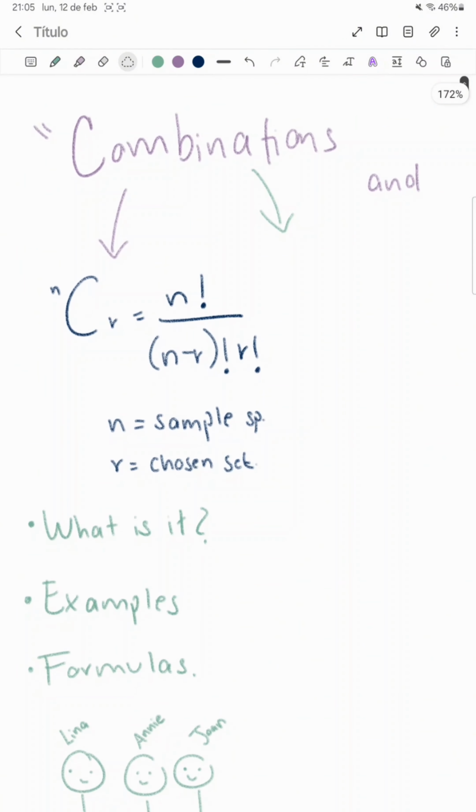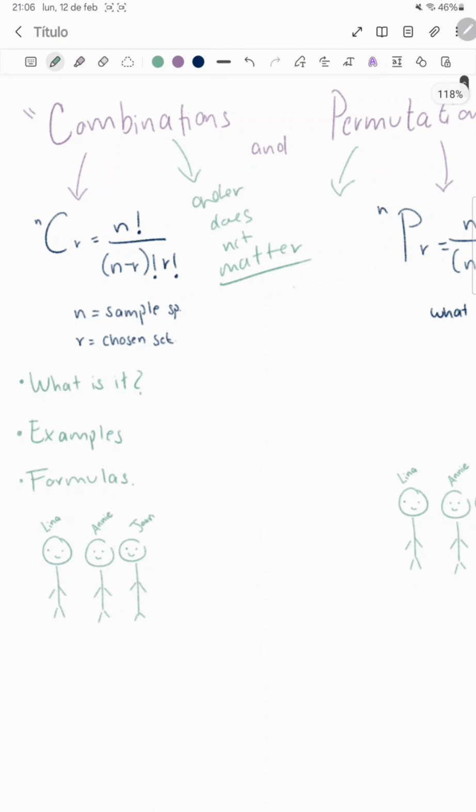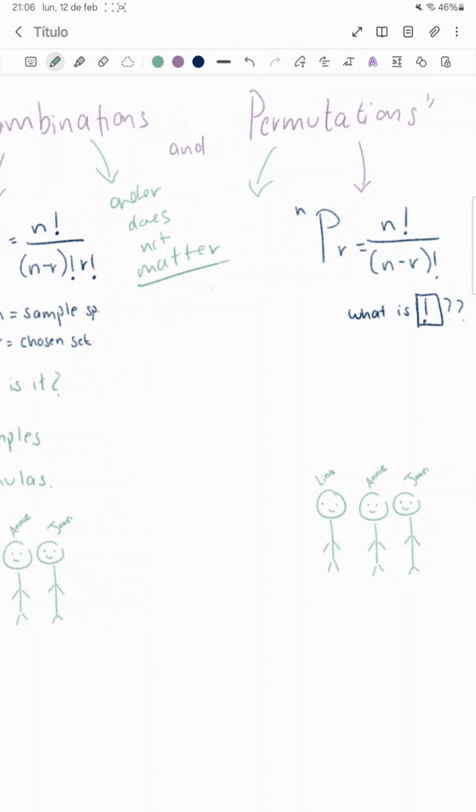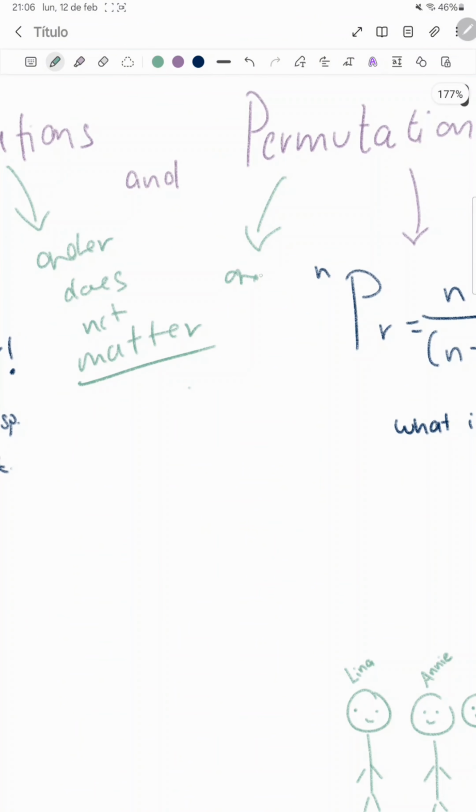In combination, the most important thing is that order does not matter. With this, I am saying that we can put our selected set from our sample size in whichever order we want, and we will not have any repercussion. It is exactly the other way around with permutations. In permutations, order is the most important thing.